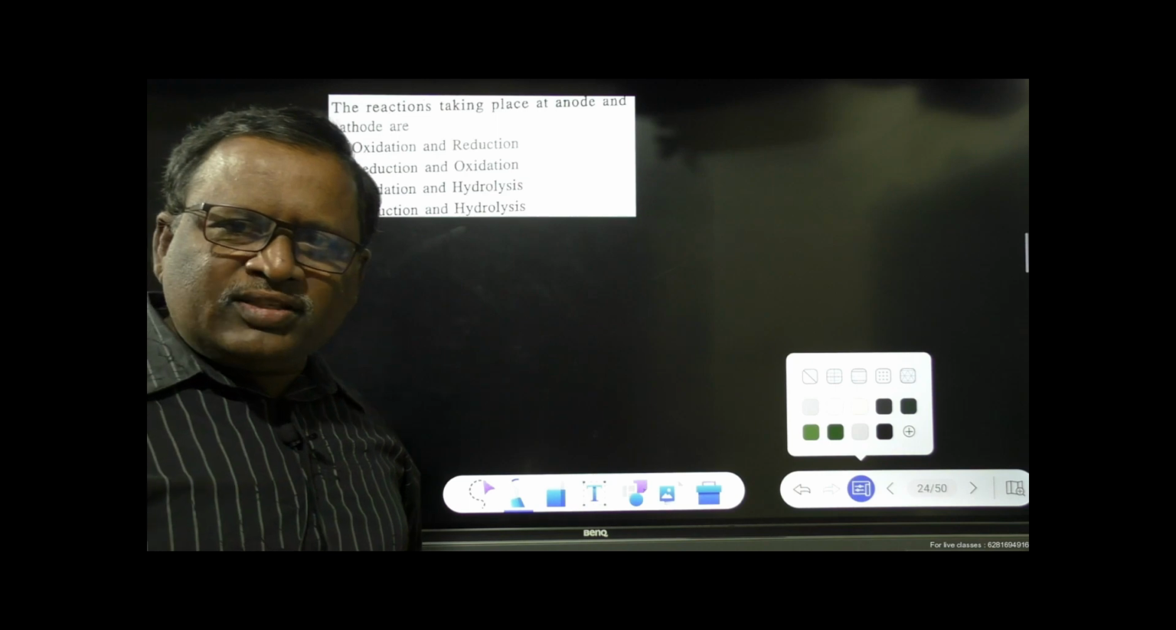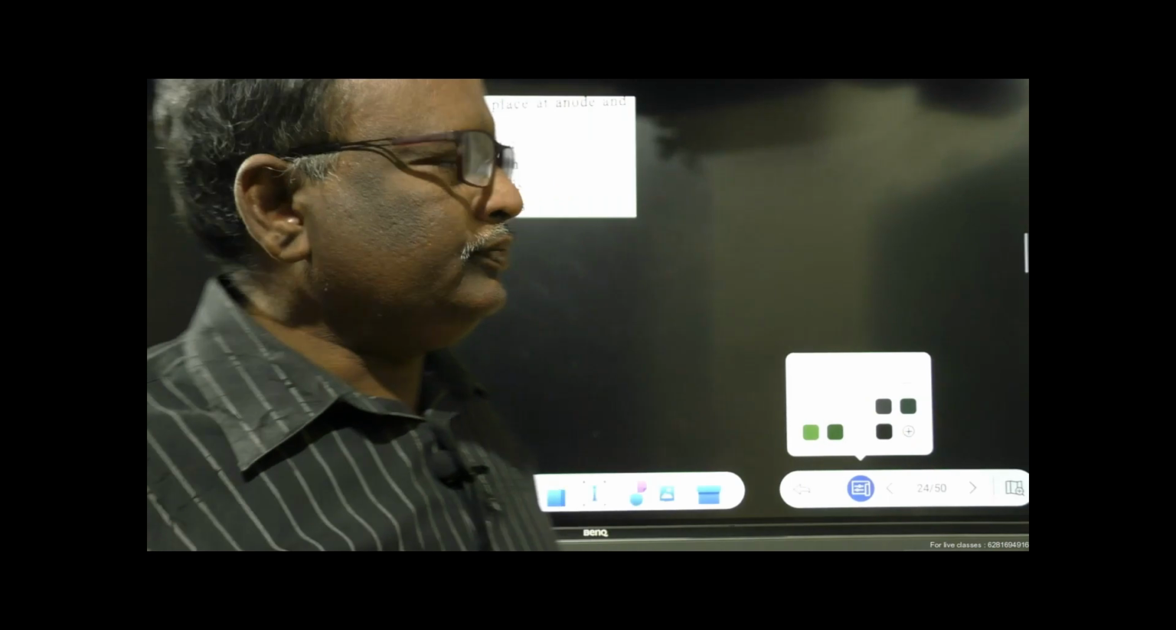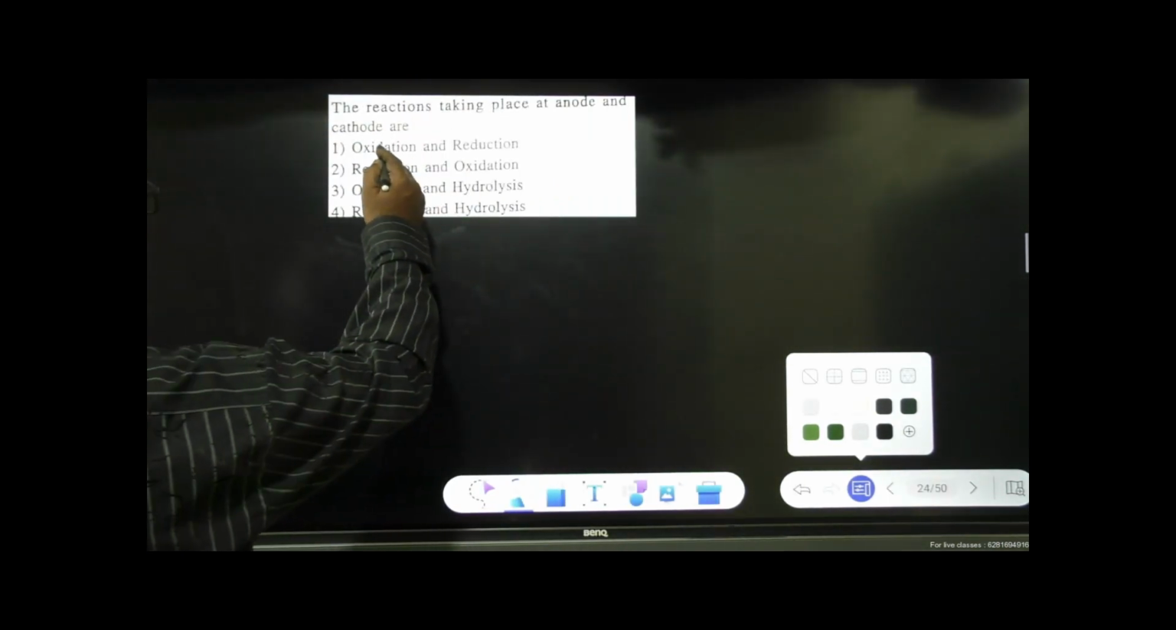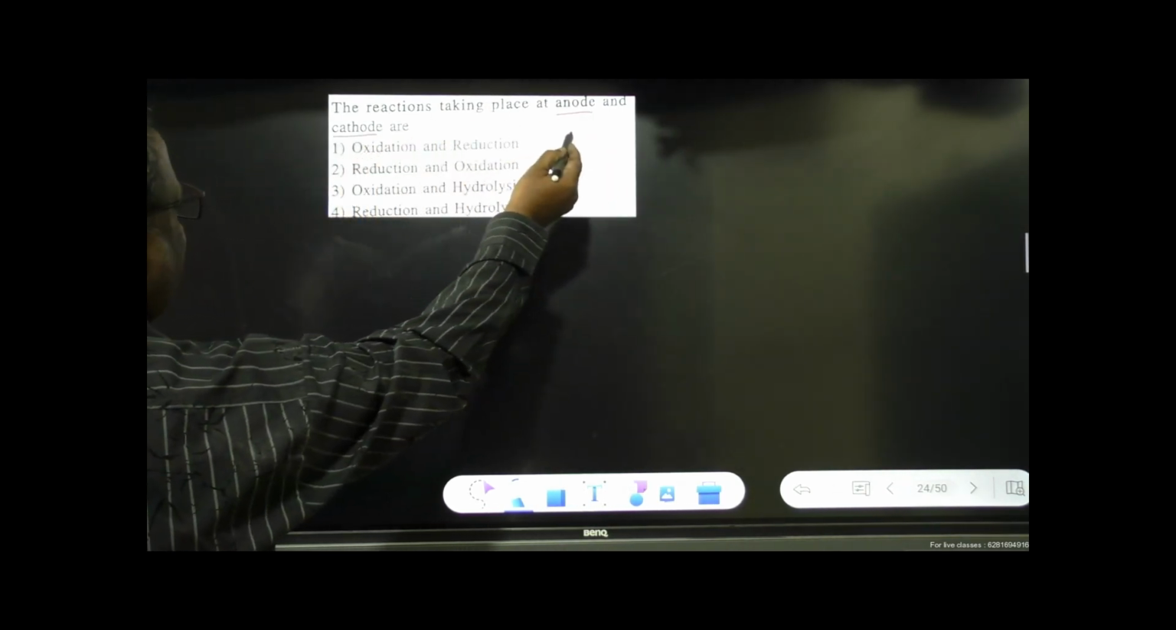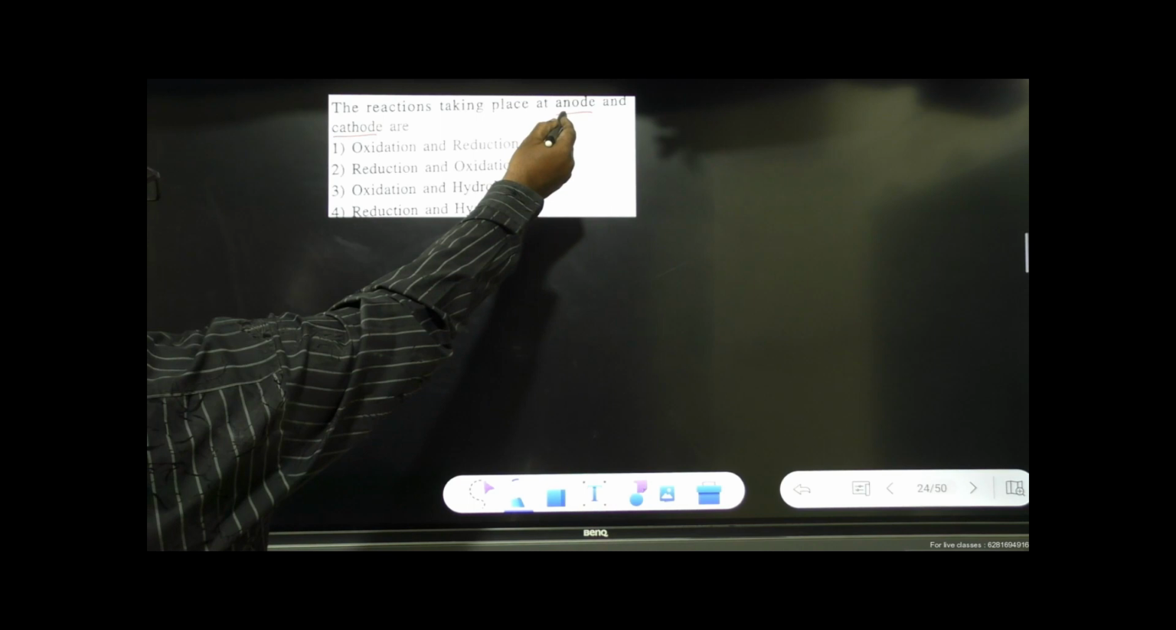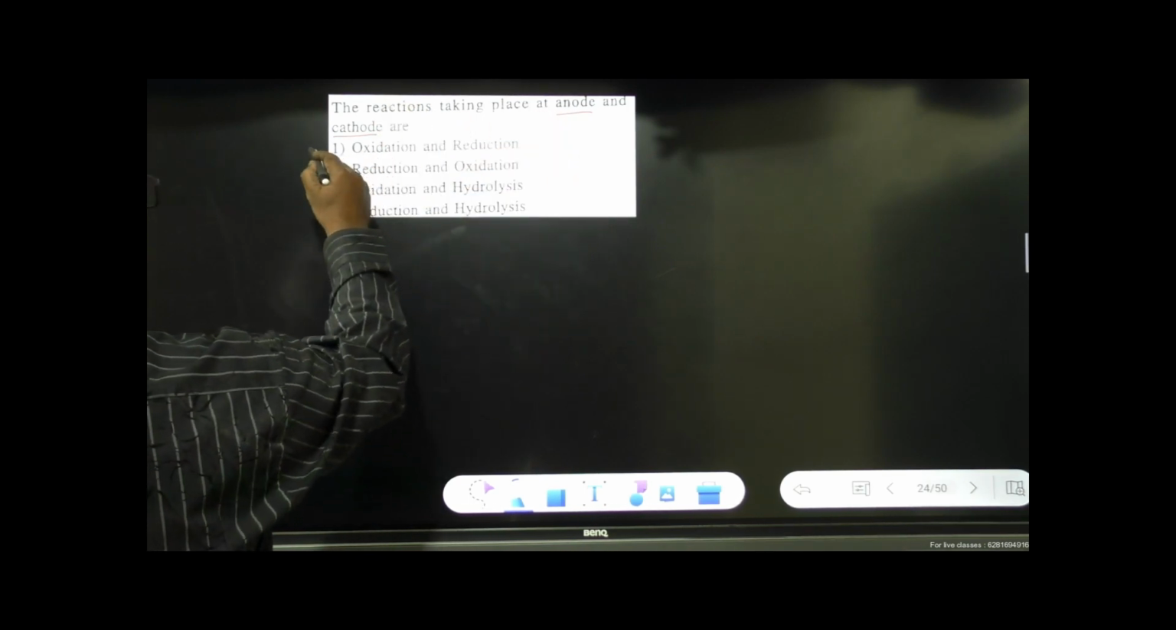The reactions that take place at anode and cathode in any electrolysis. Electrolysis is a redox reaction. Oxidation will take place at the anode and reduction will take place at the cathode. Oxidation at anode, reduction at cathode. They are asking first anode then cathode. So first option is correct: oxidation and reduction.